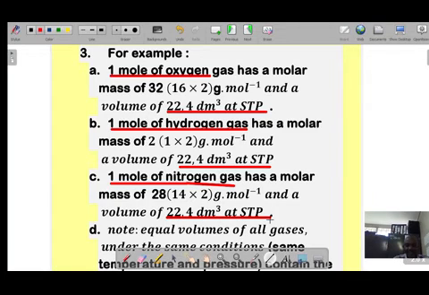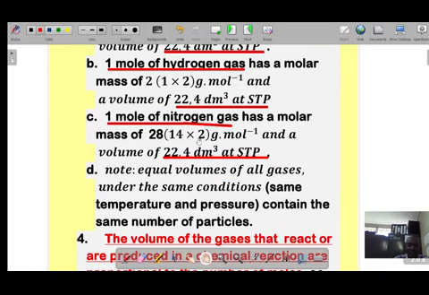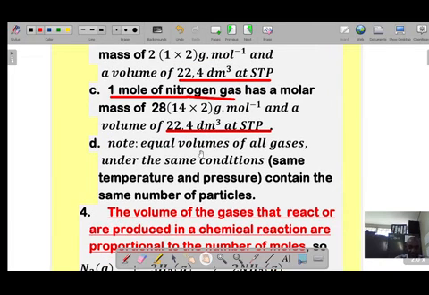Now as you can see, I have the same 22.4 for oxygen, 22.4 for hydrogen, and 22.4 for nitrogen. So it means that, guys, this is a constant. As long as the question says STP, then please know that the molar volume of a gas at STP is 22.4 decimeters cubed.